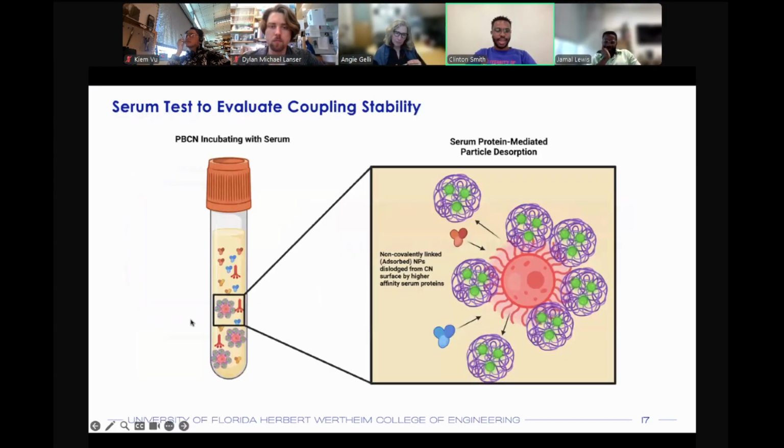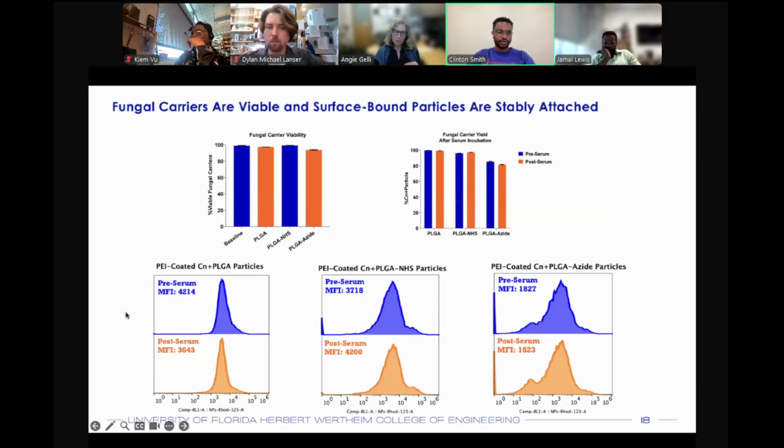But yeah, for the sake of time, I started to look at how stable these particles are on the surface. So I basically incubated them with serum proteins. And so the idea is that if the particles are unstably attached, the proteins could easily knock them off, and I should be able to visualize that through fluorescence measurements. And I was able to confirm that when we attach these nanoparticles and the PEI, they remain viable compared to our wild type CN.